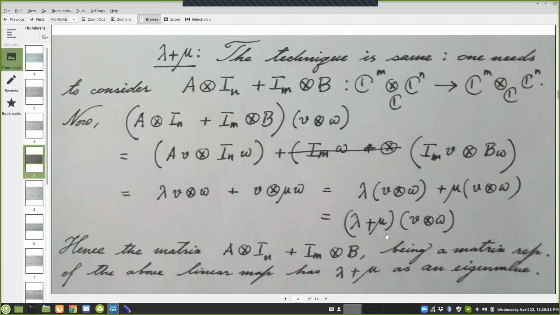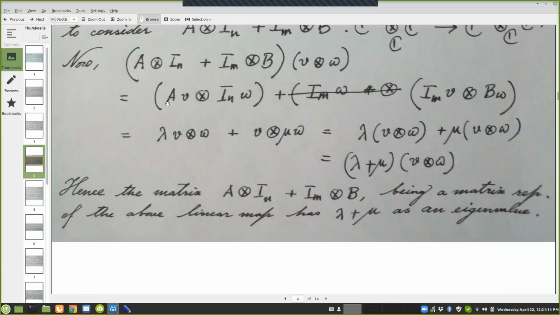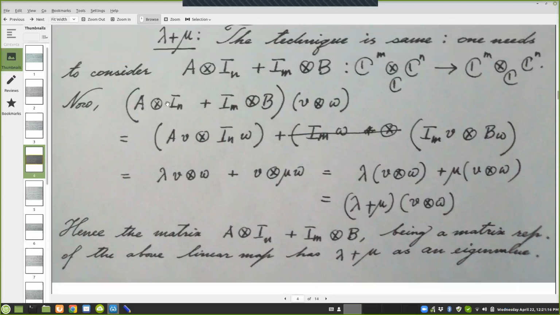As earlier, now we will take the matrix representation of this operator with respect to the tensor product of the standard basis elements. Thus we get lambda plus mu as an eigenvector of a matrix with integer coefficients. That shows the set is closed under both addition and multiplication.